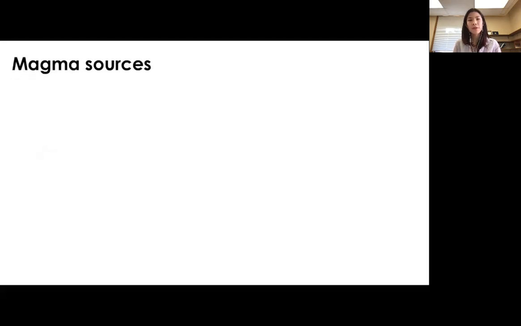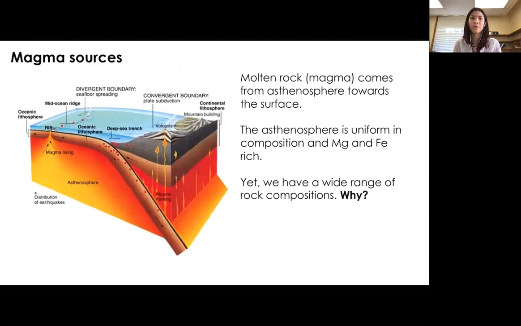And in the first half, we're going to focus on where igneous rocks come from, where the magma is, and how the magma changes its composition as it moves through the earth. In the second half, we're going to focus on actually naming different rock types. So we'll first start out with magma sources.